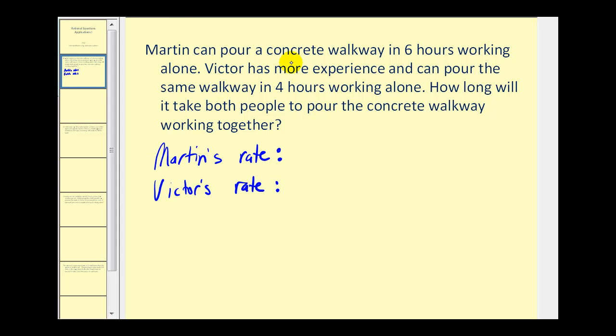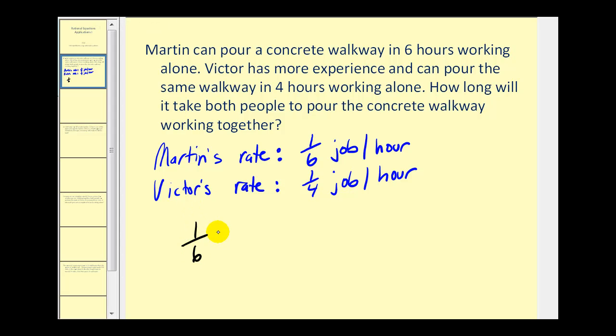If Martin can pour the concrete walkway in 6 hours, Martin's rate would be 1/6 of the job per hour. And if Victor can do it in 4 hours, his rate would be 1/4 of the job per hour. Since they'll be working together, we're going to be adding their rates together. So if we let t equal hours, then in any t, the fraction of the job that would be complete would be Martin's rate times the number of hours plus Victor's rate times the number of hours.